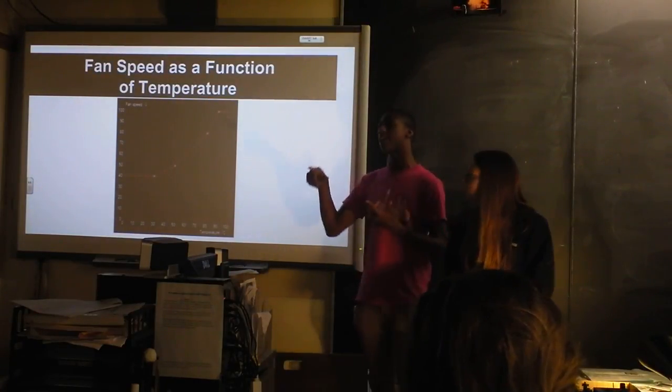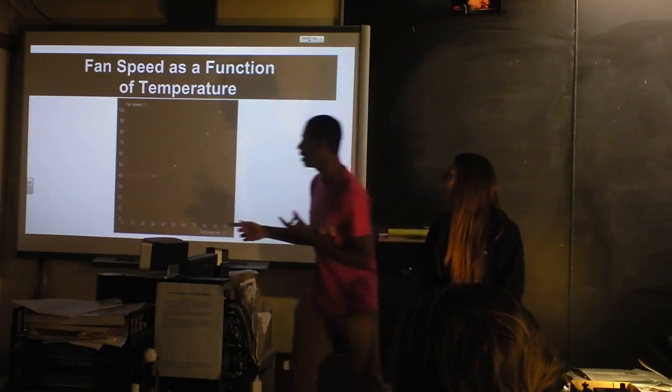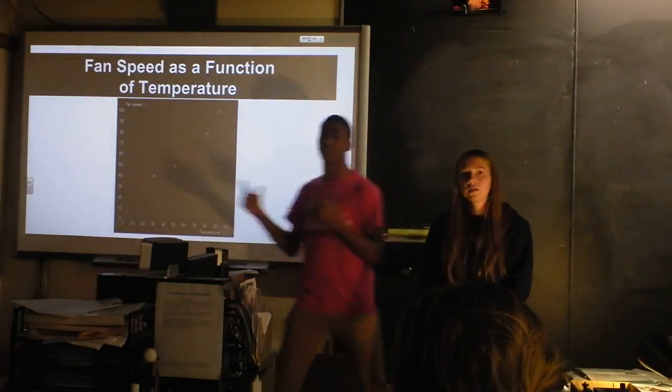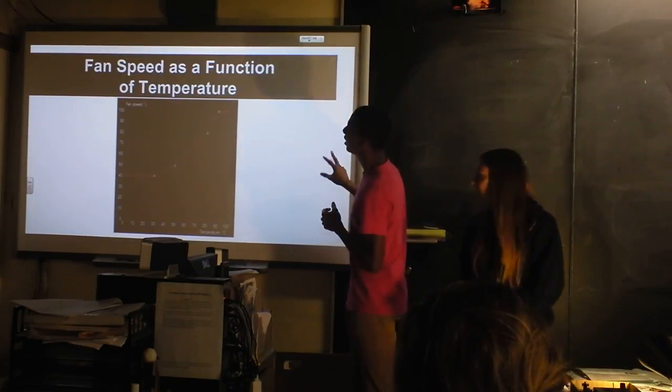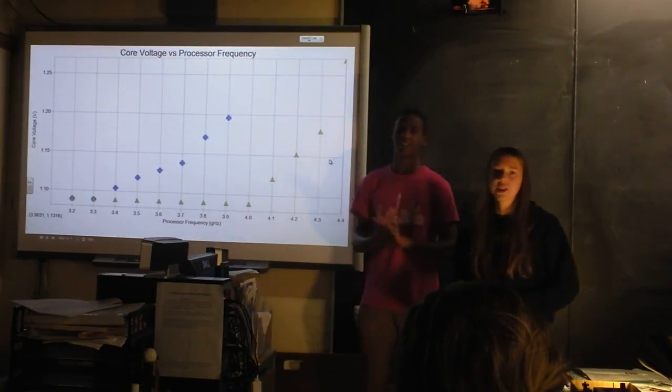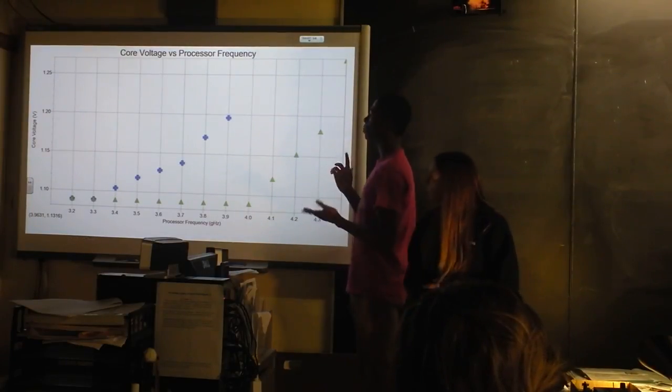But when you're cooling down, it's really weird because the fans will be going really fast and you'll hit a sweet spot right here, and then the fans will slow down significantly, and then the temperature will go back up and cause the fan to speed back up. So it's really annoying. The fan speed is a function of temperature. Just really cool. And this graph is core voltage versus processor frequency.